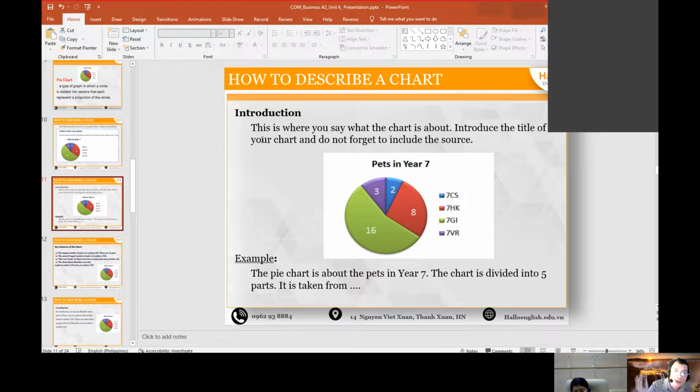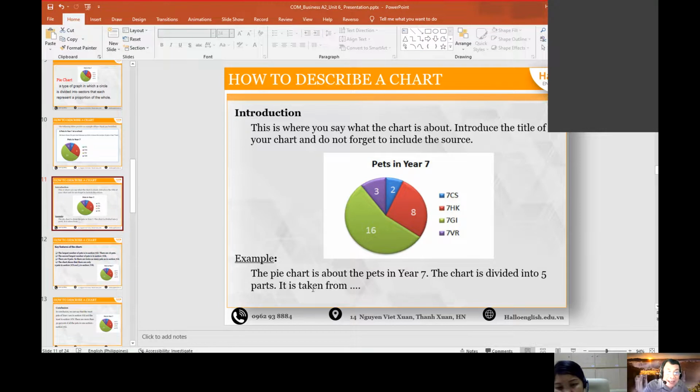In the introduction, this is where you say what the chart is about, introduce the title of your chart, and do not forget to include the source. Okay. So, this is what you're going to do in your introduction part. If you are going to make an essay, you are going to do the introduction.